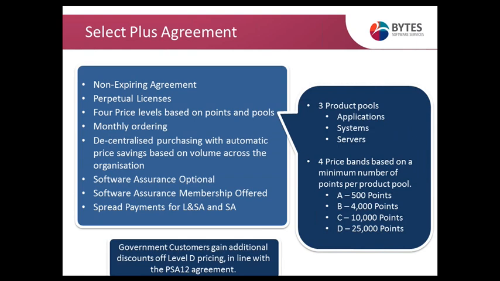Each product within Microsoft's price list has a points value associated to it, and your account manager will be able to help you with that forecasting. For example, the point value for a client access license is 1 point, and the point value for Microsoft Office is 2 points.